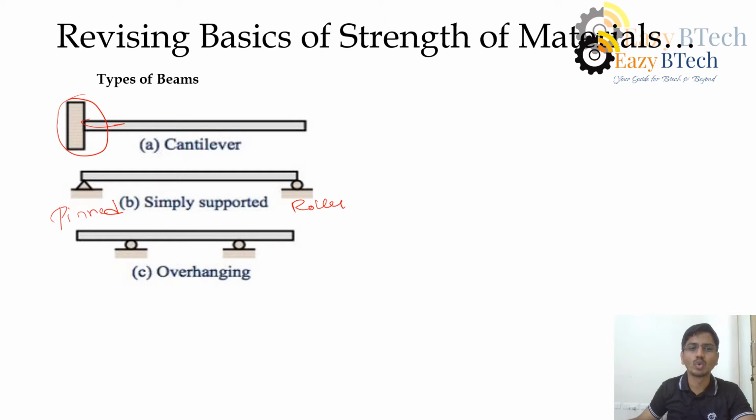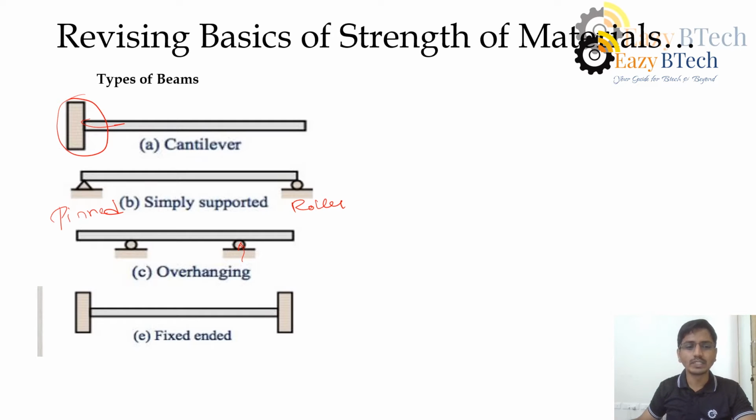Another type of beam is overhanging. In this overhanging beam, the beam is projected outwards beyond the support. So you can see here we have a support and the beam is projected outwards. This type of beam is known as overhanging. Next one is fixed end beam. In the fixed end beam, both the ends of the beam are fixed.